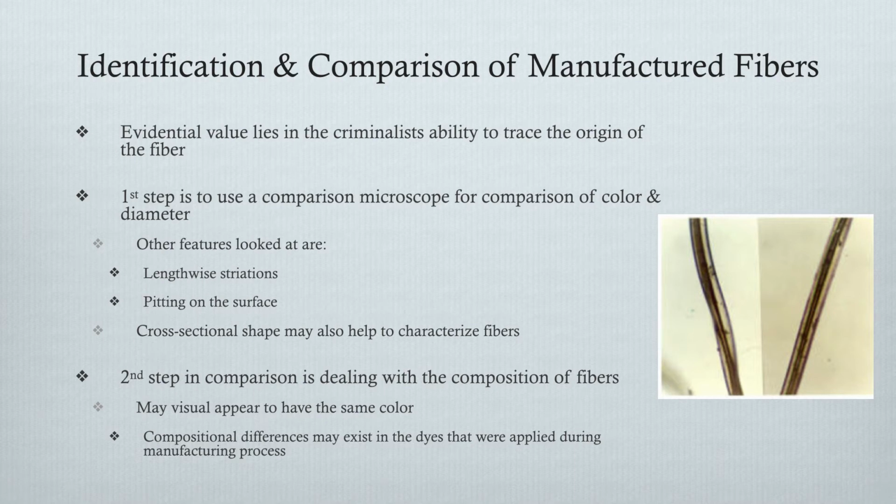The second step in comparison is dealing with the composition of the fiber, the chemical makeup. Although two fibers may appear to have the same color, a compositional difference may exist in the dye that was applied during the manufacturing process. And so they need to take that and come up with the chemical composition of that dye to help identify.